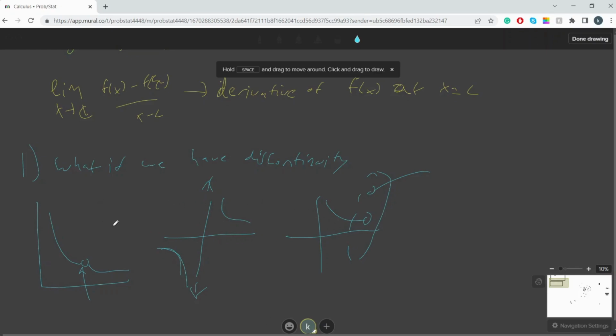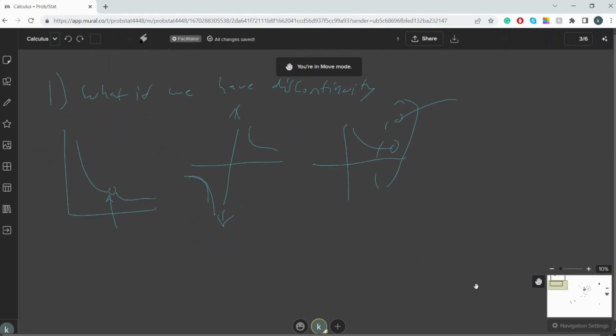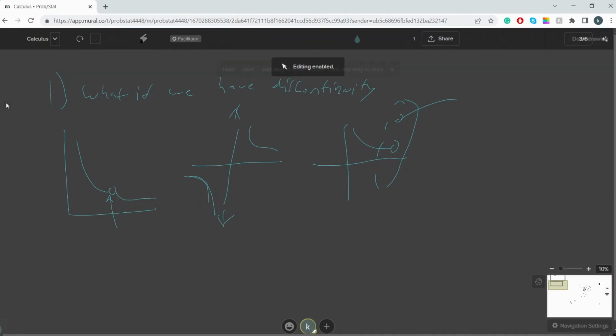So discontinuity is a gotcha that you might have been expecting with the derivative tool that we've developed in the past two videos. Hopefully case one is pretty straightforward. The second case we're going to consider is sharp turns.